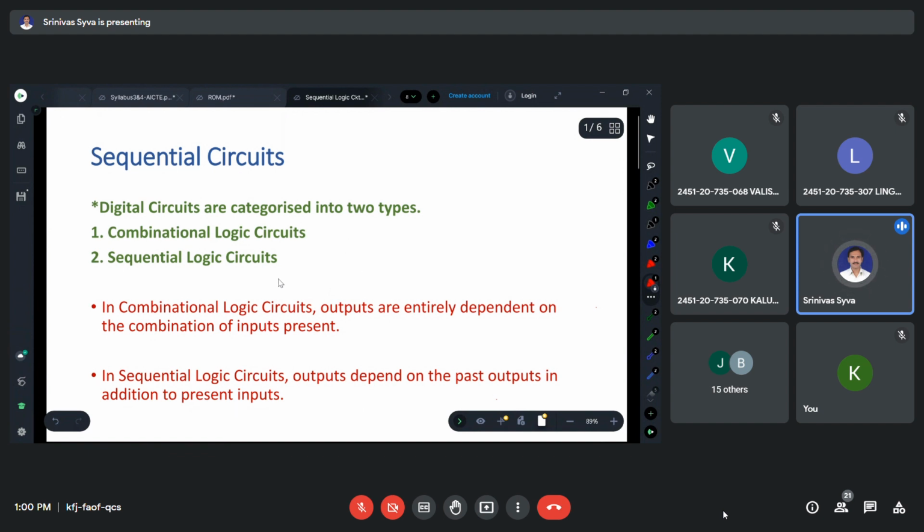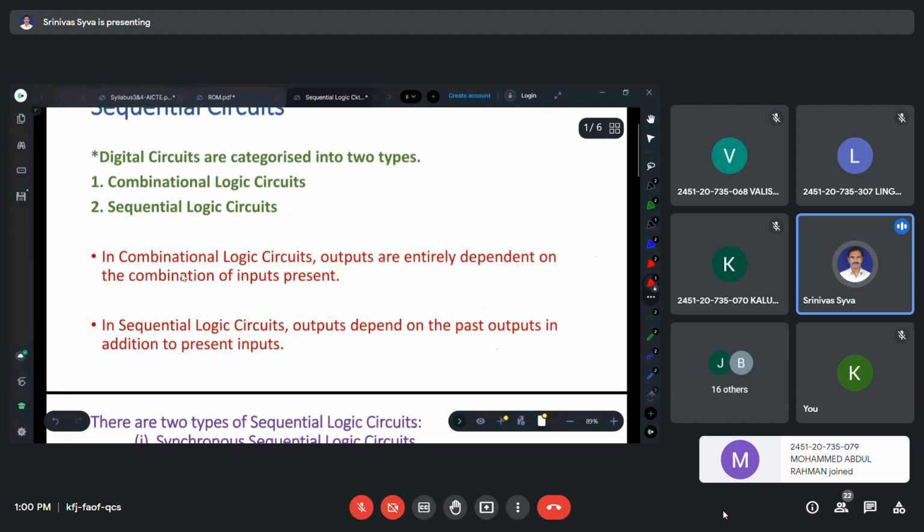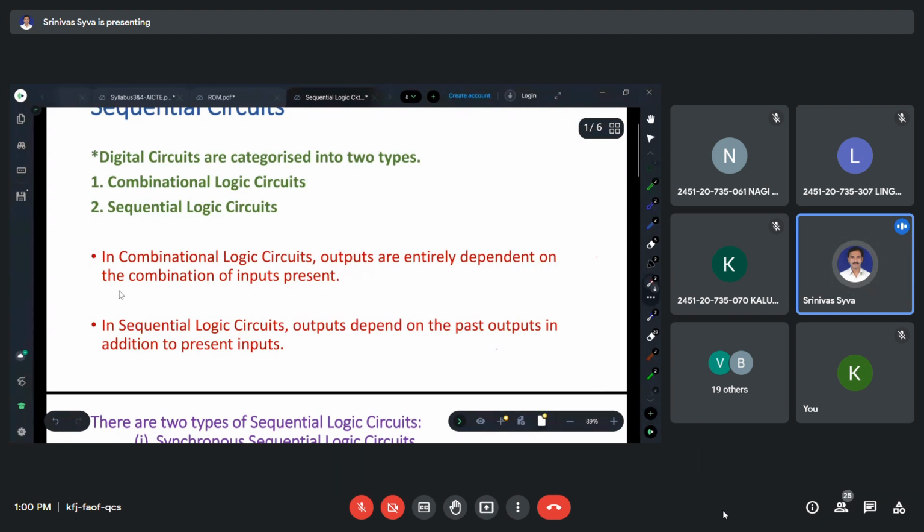Another important category of digital circuits is sequential logic circuits. The main difference is that in combinational logic circuits, the outputs are entirely dependent on the combination of the inputs present at that moment. That's why these are known as combinational logic circuits.